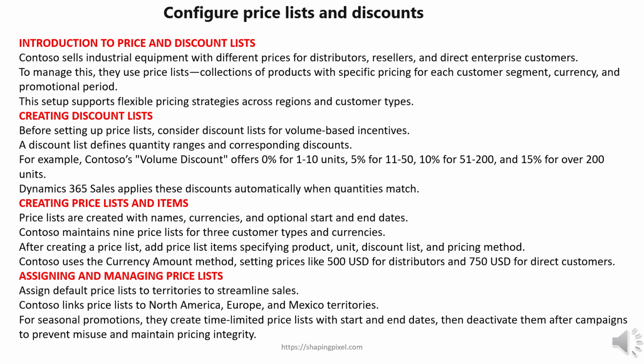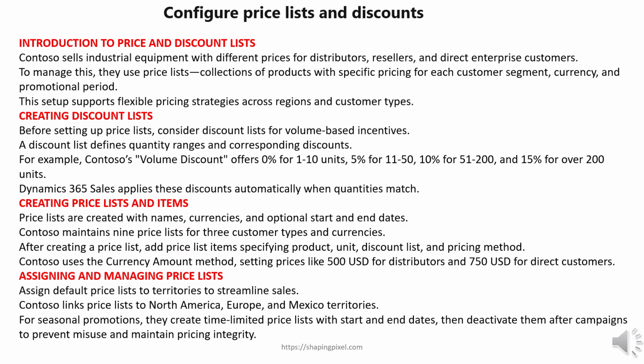Creating price lists and items. Price lists are created with names, currencies, and optional start and end dates. Contoso maintains 9 price lists for 3 customer types and currencies. After creating a price list, add price list items specifying product, unit, discount list, and pricing method. Contoso uses the currency amount method, setting prices like $500 USD for distributors and $750 USD for direct customers.